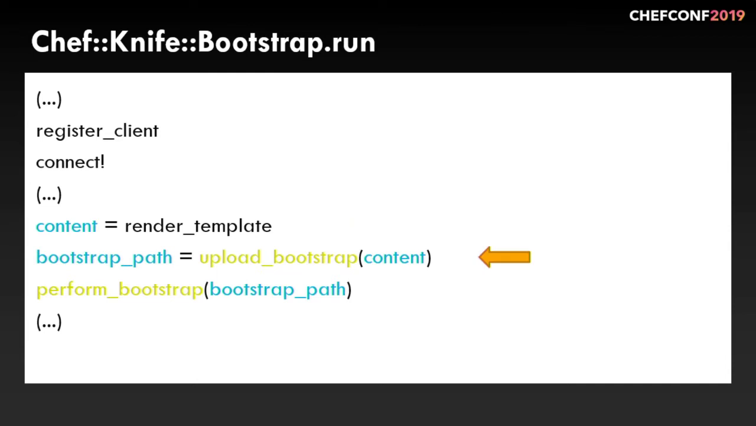The next line is upload bootstrap. That just copies that script over to the target node. And the last line, perform bootstrap. That's literally just run that script. On Windows, it's cmd.exe /c, and then the path to the script you uploaded.